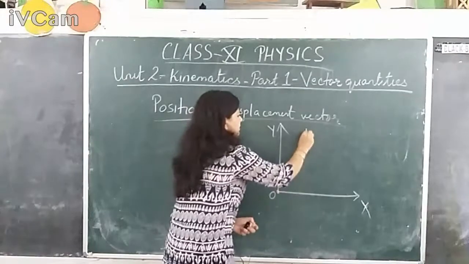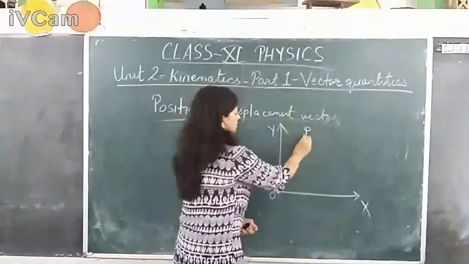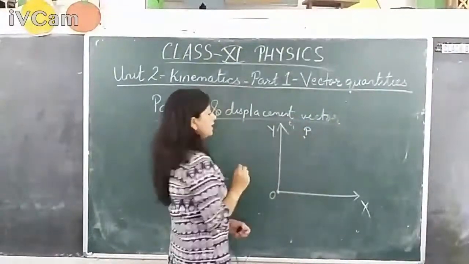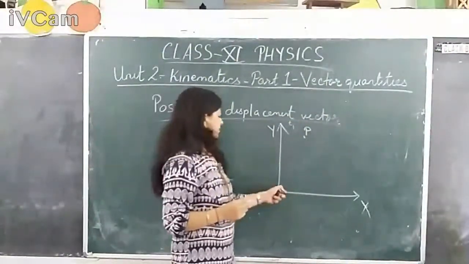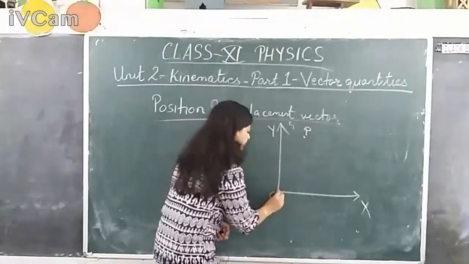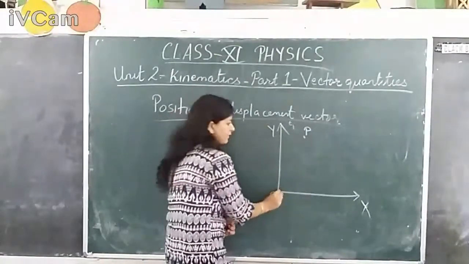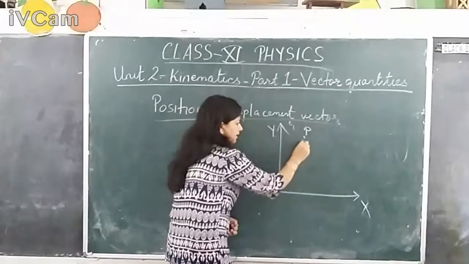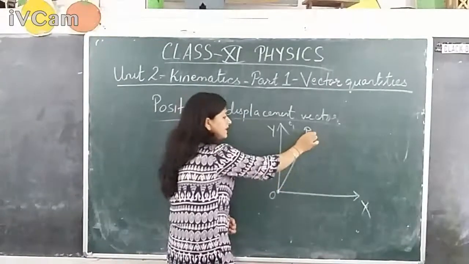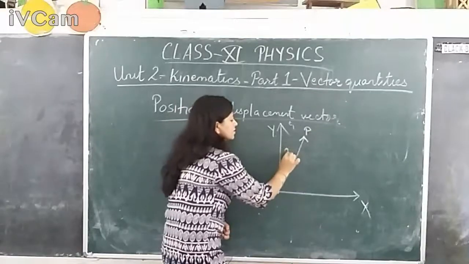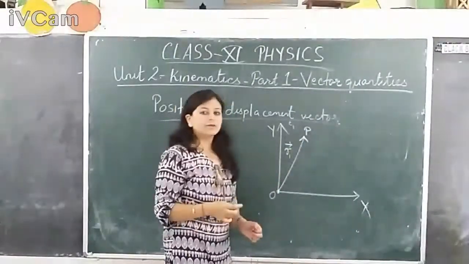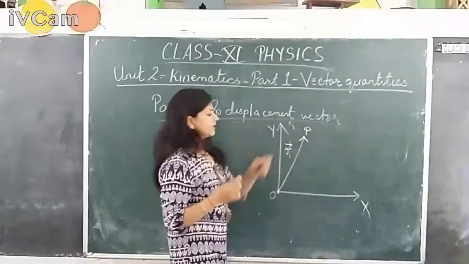With respect to this, suppose at time t1 an object is at a position P. Now if you draw a line from the origin, which becomes a reference, to this point P, this shows the position of P with respect to the origin. This is called the position vector of P, denoted by R1 with an arrow.